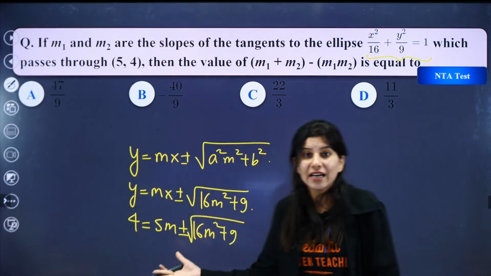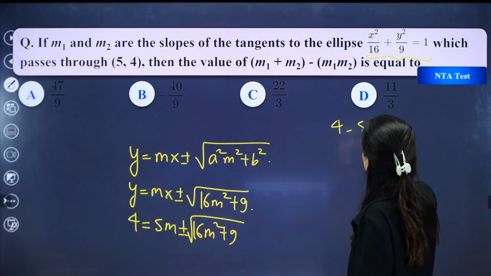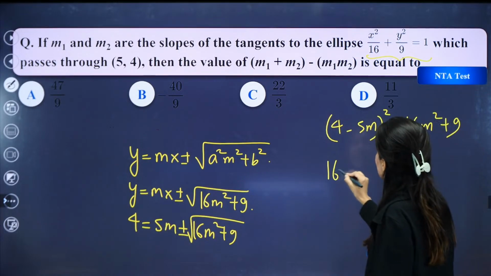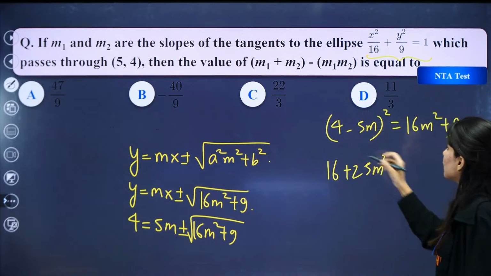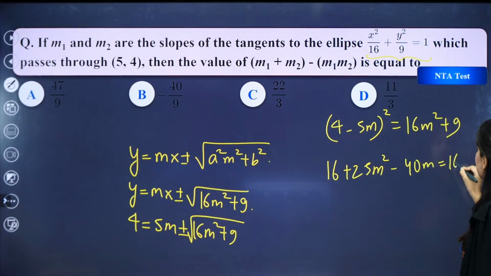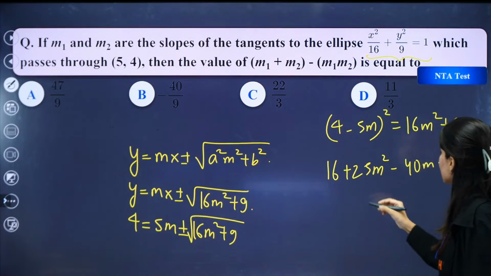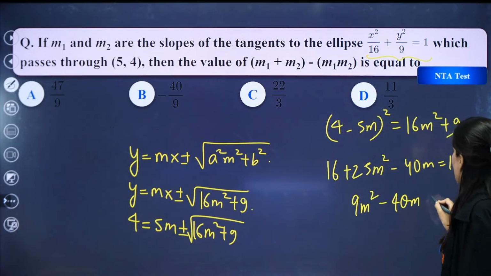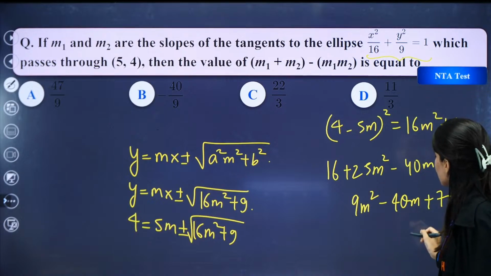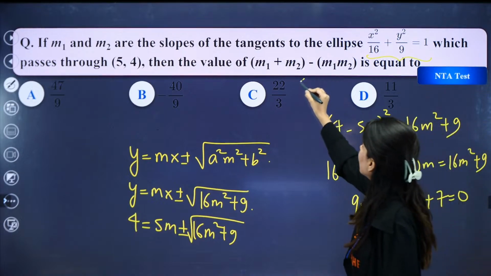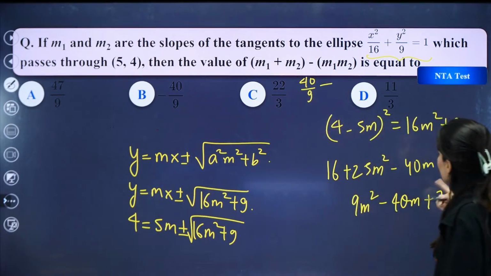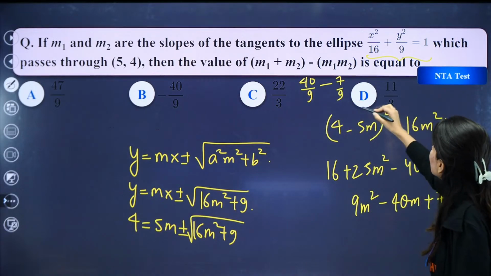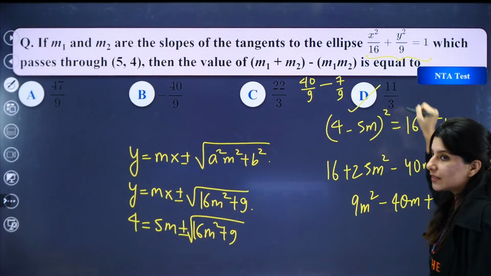You are looking for the sum of roots and product of roots here. So first of all, let's manipulate it. This is (4 minus 5m) square, which will be equal to 16m square plus 9. So 16 plus 25m square minus 40m is equal to 16m square plus 9. So this is going to be 9m square minus 40m plus 7 is equal to 0. The sum of roots is clearly 40 by 9 and the product of roots is 7 by 9. So 40 minus 7 is 33 by 9, which is clearly option D.